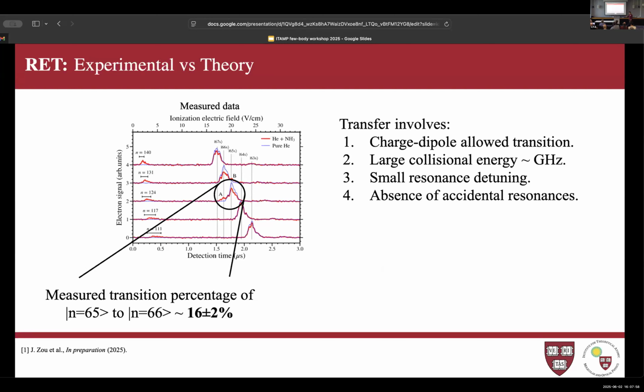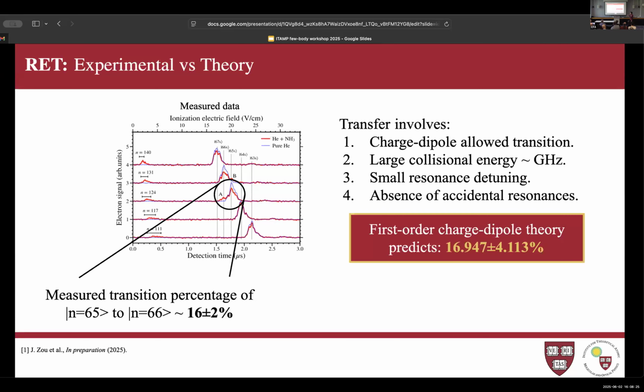And so you can come in on the lower energetic asymptotic threshold and come out on the higher one, and that's completely energetically fine. And then we also have a small resonance detuning. This is on the megahertz scale compared to the gigahertz scale energies that we're talking about here. And also there's an absence of accidental resonance. Other energy levels are pretty far detuned in energy, so we don't care about them.